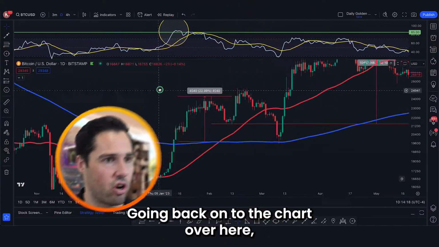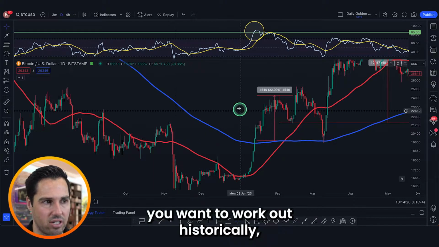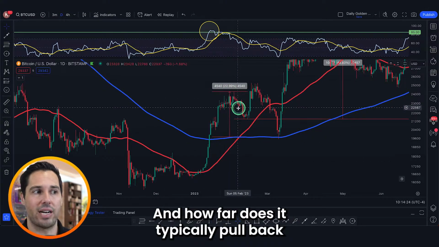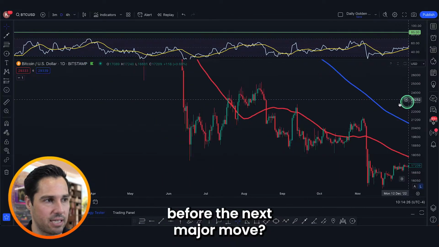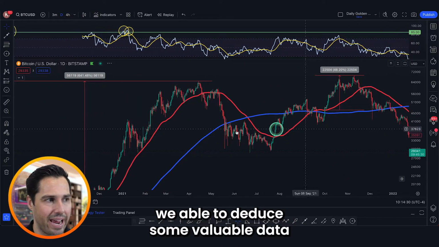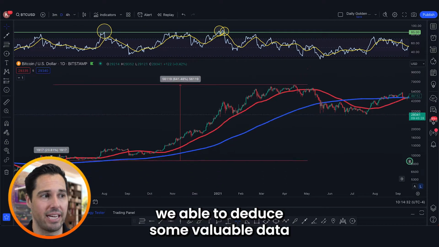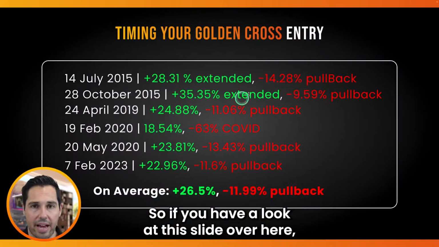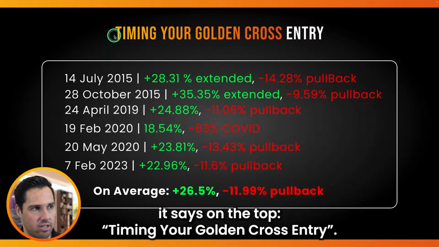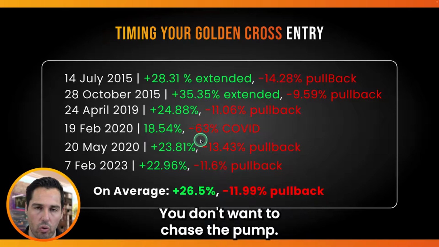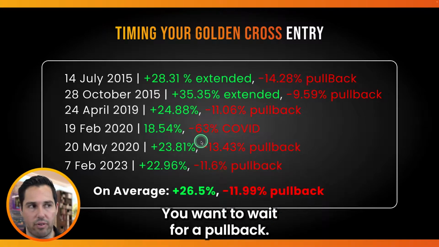Going back onto the chart over here, you want to work out historically how far does price push up and how far does it typically pull back before the next major move. And using every single iteration or result, we're able to deduce some valuable data which we can use. And this is the data set. So if you have a look at this slide over here, it says on the top, timing your golden cross entry. Every golden cross is met with an overextended move. You don't want to chase the pump. You want to wait for a pullback.